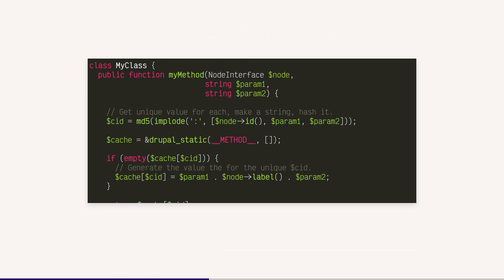So how this looks is we have a node, we have two parameters this time, and we have this really nasty looking line here. What this really does is it takes all of our parameters, the node ID and the two scalar parameters, and turns them into an array. It then concatenates them, separating them all with a colon. For some reason, Drupal likes using colons for cache keys. I don't know. You can use whatever you want, it doesn't matter.